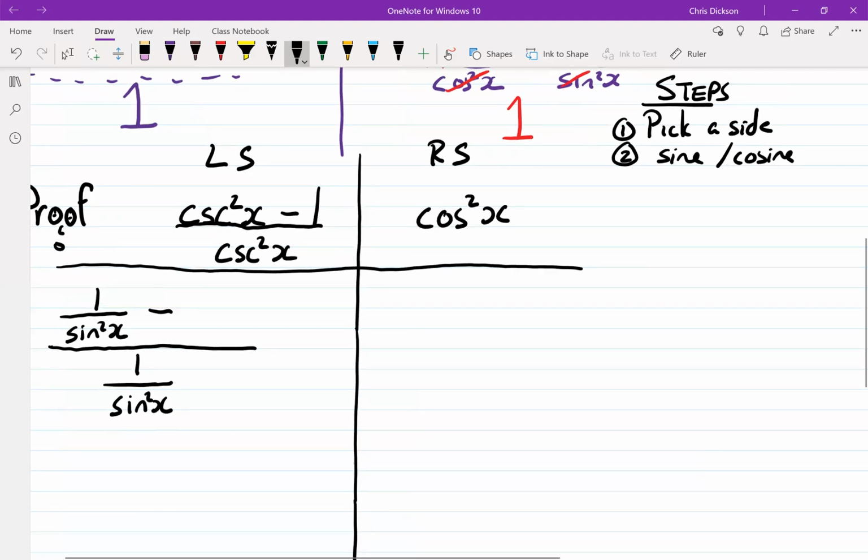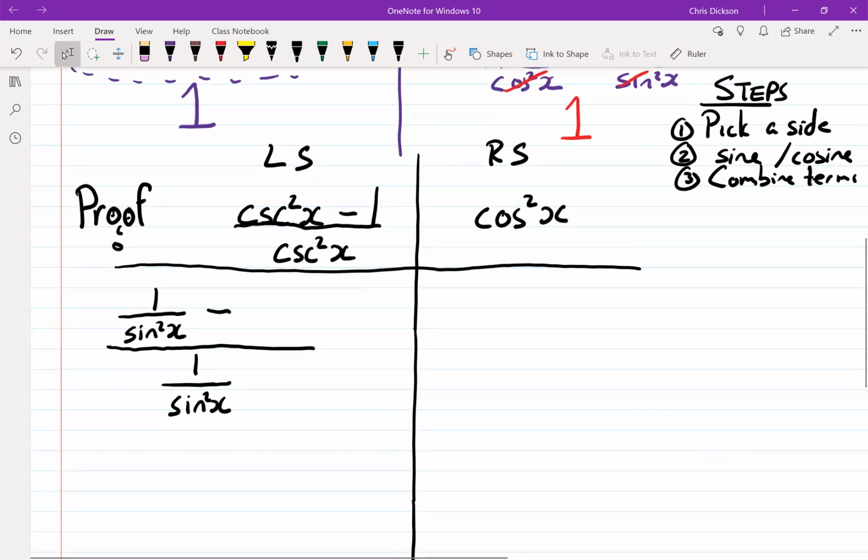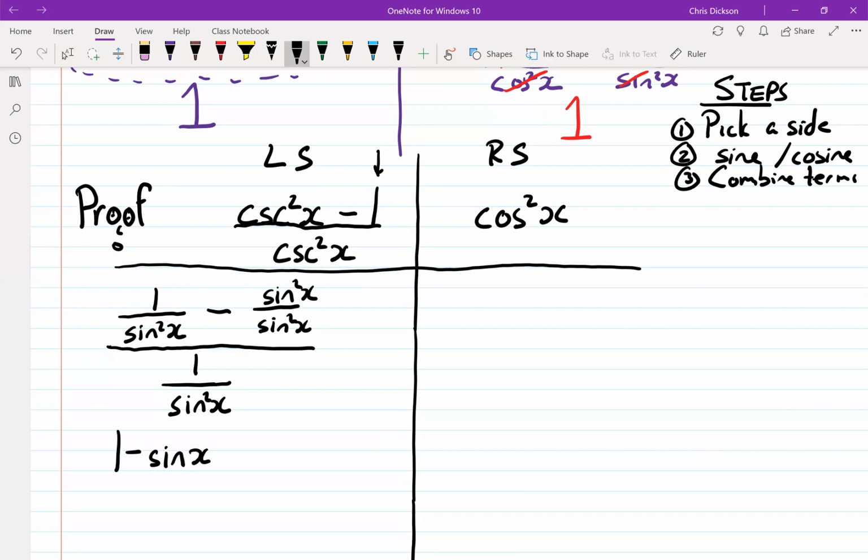So number 3 was to combine terms. Very similar to what we did on the Zoom meeting. Okay, so I'm going to bring this 1 together. So the 1 that I have right here, I need to turn that into a fraction that has sine squared on the bottom. And so I'll have sine squared on top. So now what I have is 1 minus sine squared x all over sine squared x. Now I'm dividing by a fraction, which is the same thing as multiplying by the reciprocal.